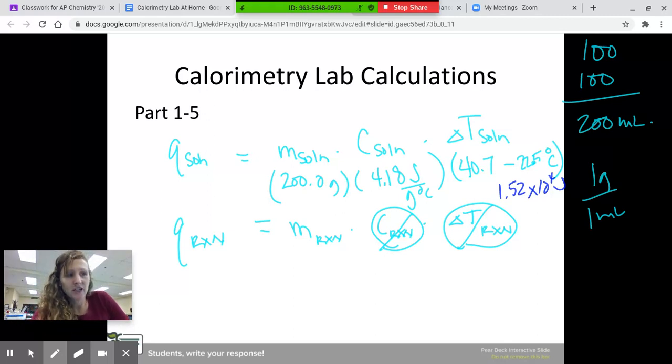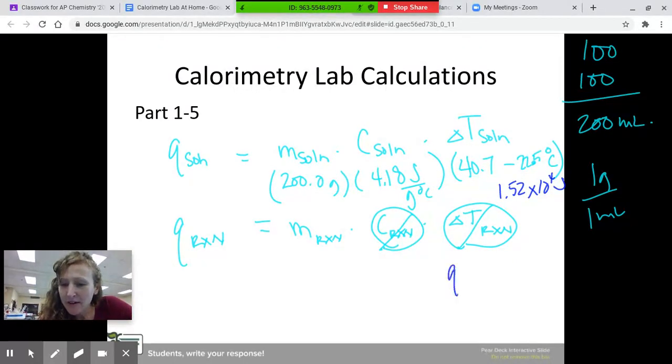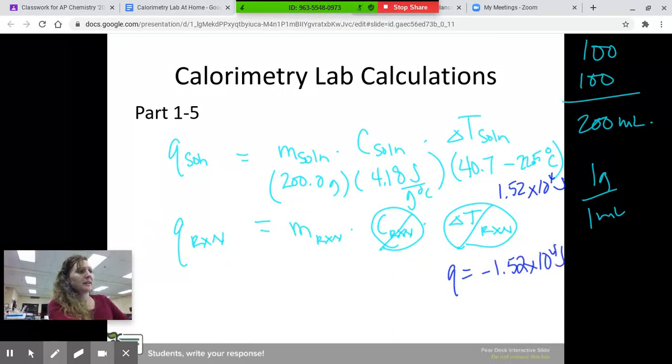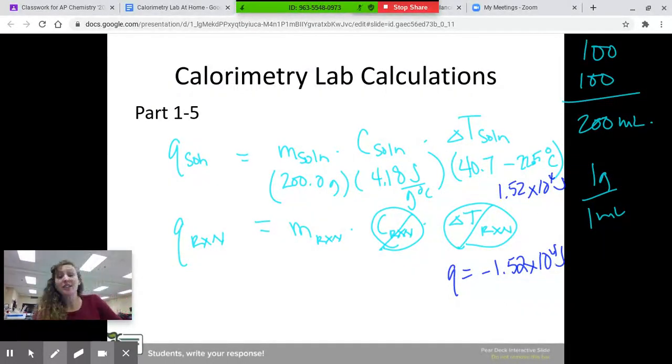Okay, Q of reaction. Yep. You guys are noticing the pattern. It's a good thing to notice. And then, do they ask you anything else? Oh, delta H in kilojoules per mole.